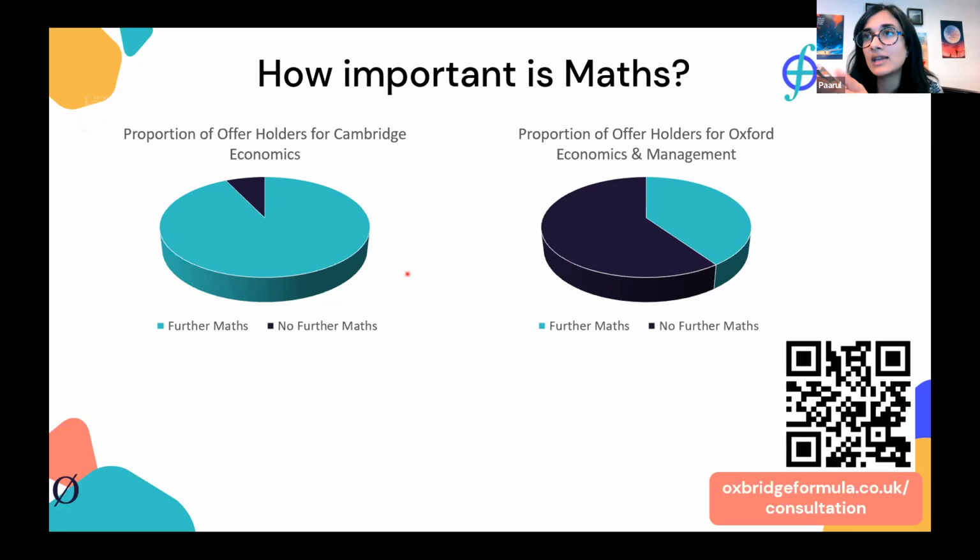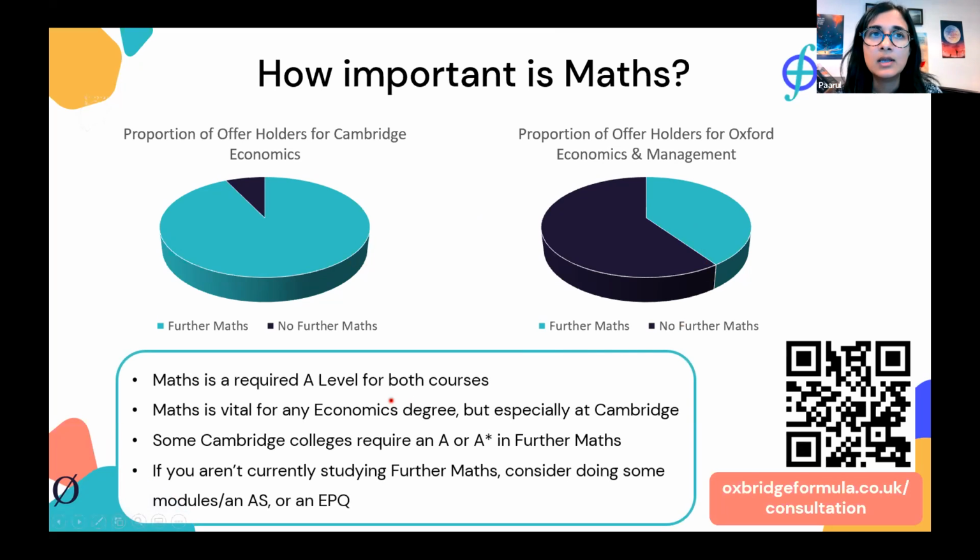Just to see what it is for economics at Oxford, although further maths is not a requirement, we can see that around 40% of students do have further maths. I think economics in general is relatively mathematical, so the more maths you can do, the more helpful it would be, but it's not a requirement at Oxford. So as I said, Maths A-level is required for both courses. Further maths isn't required, by the way, at Cambridge, but the vast majority of candidates do have it.